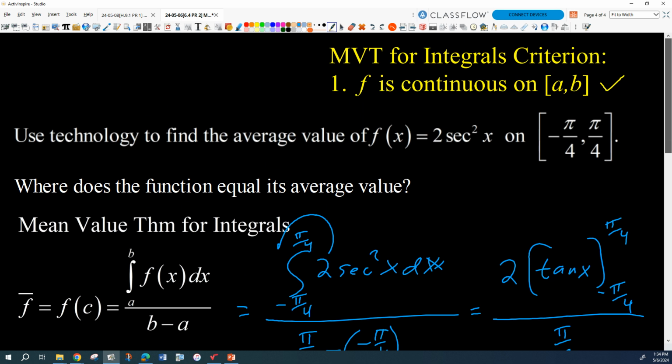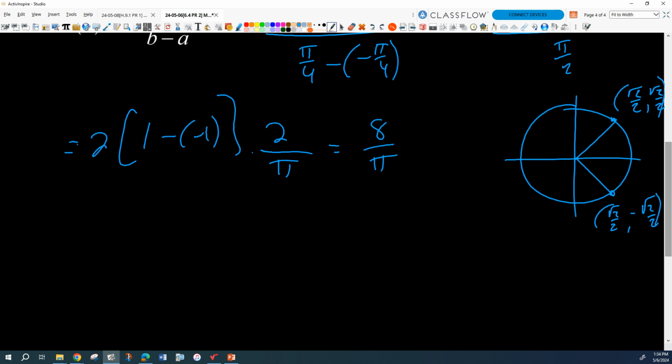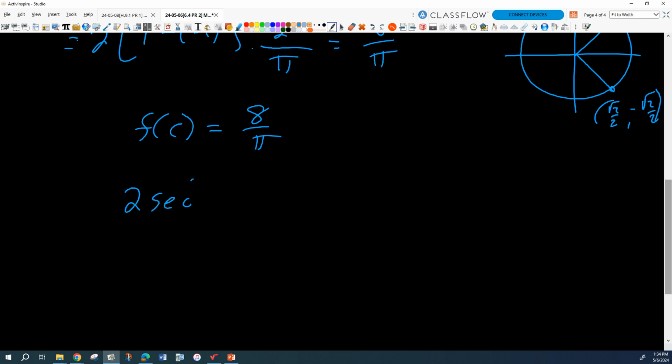Okay. So then, now here's the part that's kind of weird. Use technology to find where the function has its average value, right? Because the mean value theorem for integrals says that there's going to be at least one interior point where the function passes through its average value, right? So then we're solving for c. We want to know when is f of c equal to 8 over pi. Well, f of c is just 2 secant squared c. How would I solve that equation? Divide by 2. So secant squared c, or call it x if you want to, equals 4 over pi.